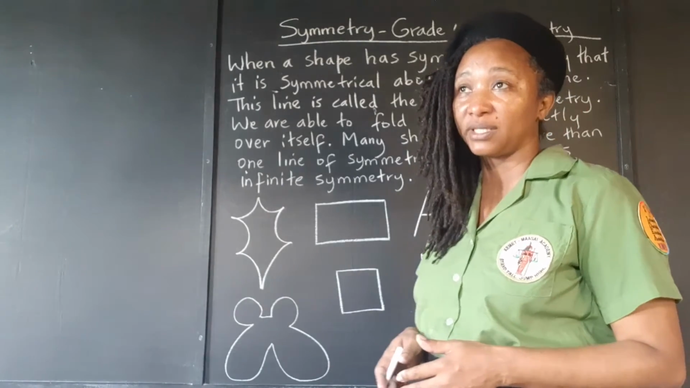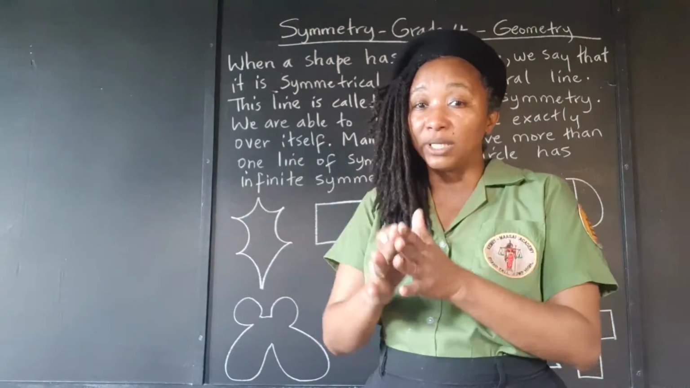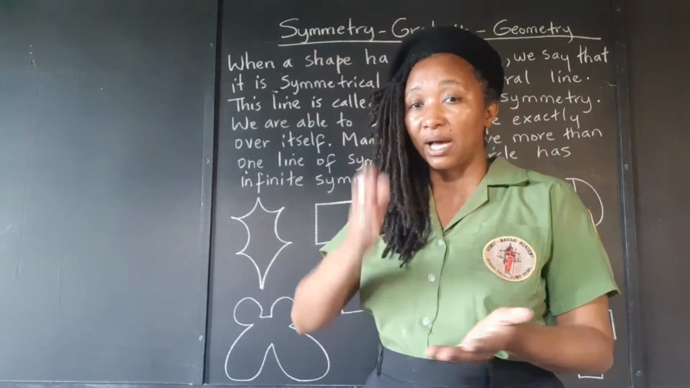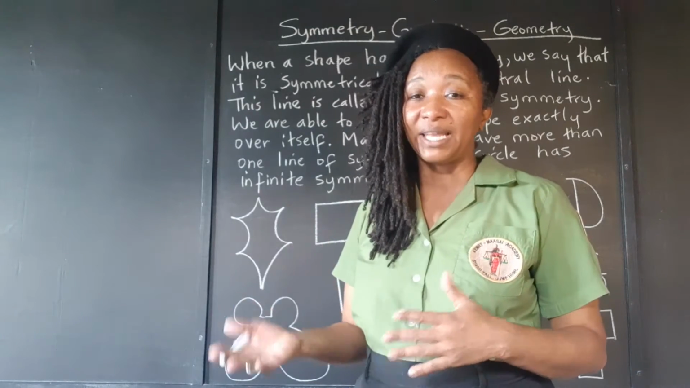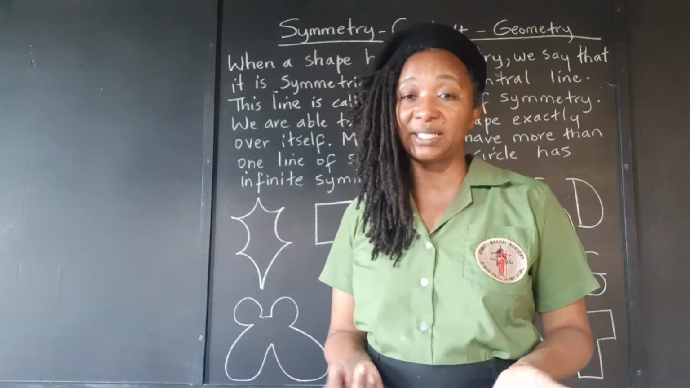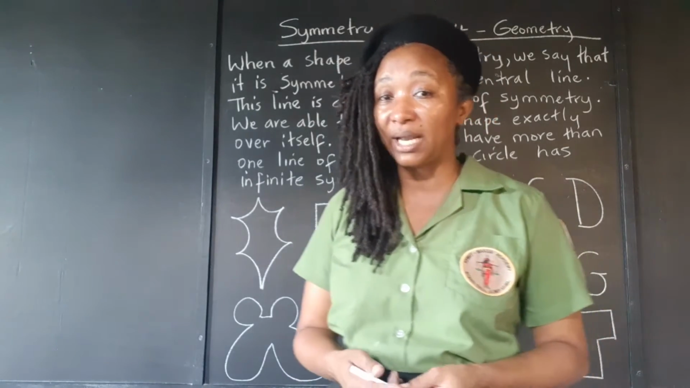When a shape has symmetry, we say that it is symmetrical about a central line. So in other words, we can draw a line or make a fold that forms an imaginary line through that shape and divide it into equal parts. That's basically what we're saying. And a shape can have more than one line of symmetry.